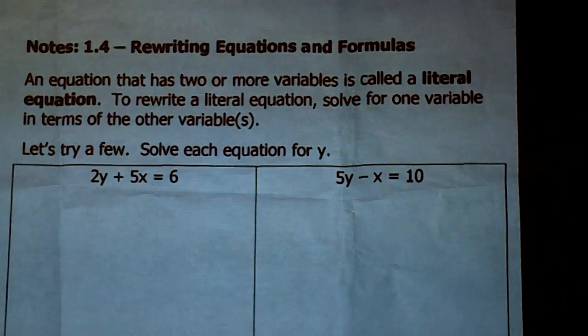Usually you're told which one. And basically you're going to use the same exact steps that you've used and have learned so far. So this first set here, it says, let's try a few, solve each equation for y. So when you look at this first example, we see that there's a y and there's an x. That's how we know it's literal. I've asked you to solve for y.